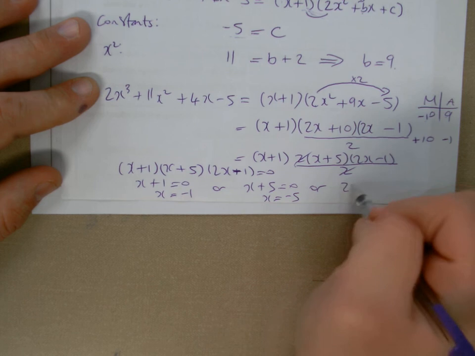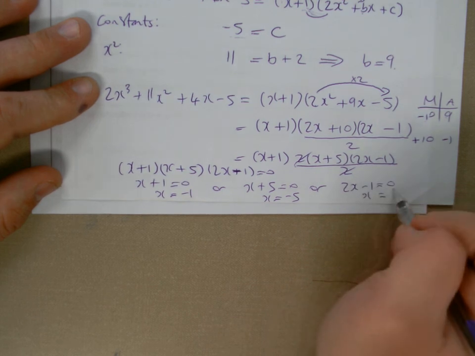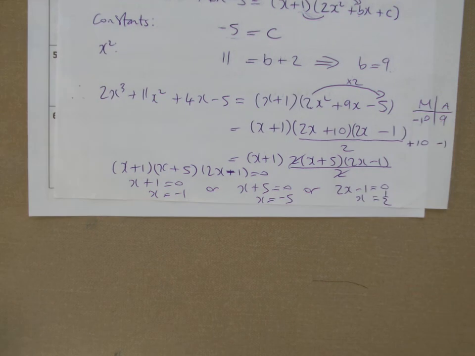Or the third bracket, a bit more complicated this way, but if you take the minus 1 over first, divide by 2, you get your final answer there. So there's your 3 answers.